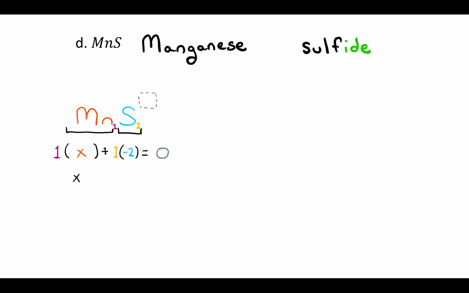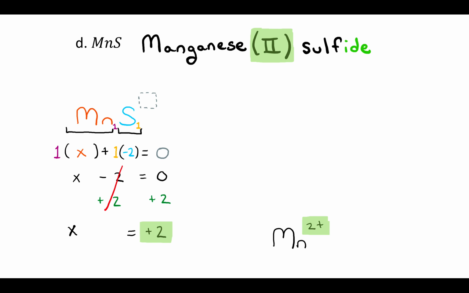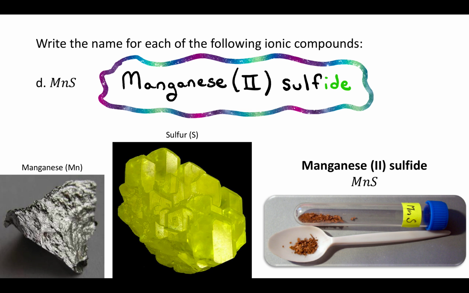So now I have x minus 2 equals 0. Add 2 to both sides. It cancels on the left. So x equals +2. That +2 is the charge on manganese. And so we're going to list it in the name as Roman numerals in parentheses after the word manganese. So MnS is called manganese 2 sulfide. That's the name for MnS. Manganese 2 sulfide. So if you react manganese with sulfur, you'll get manganese 2 sulfide.